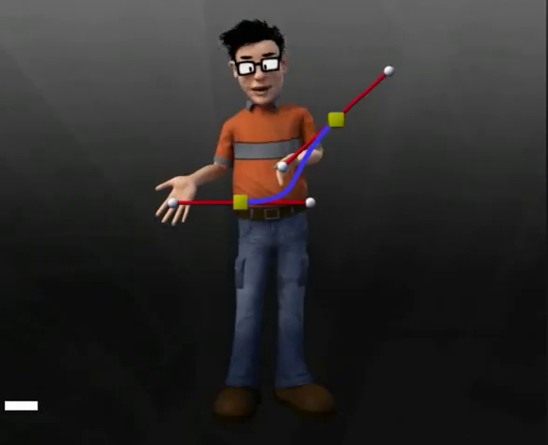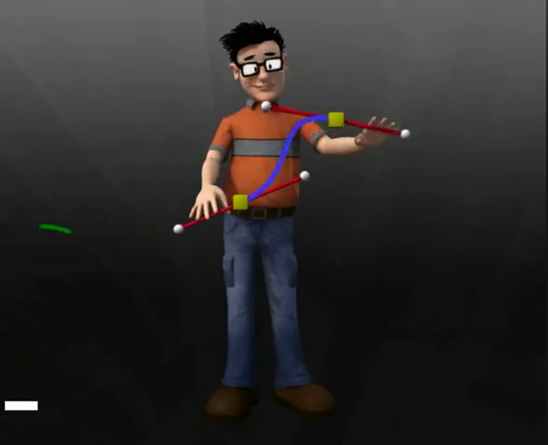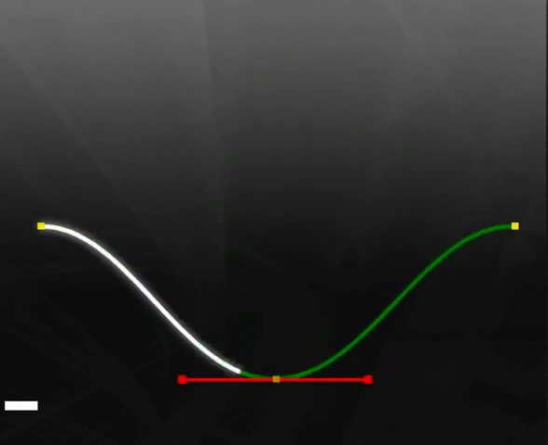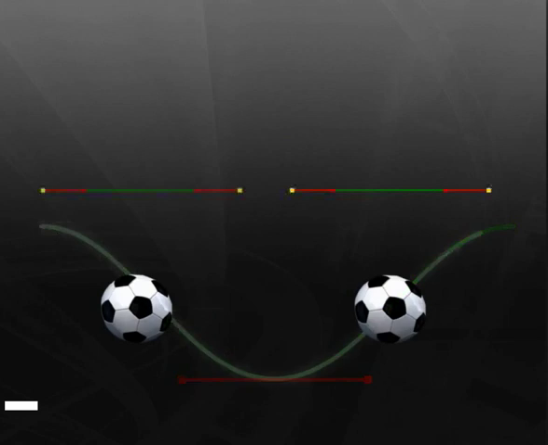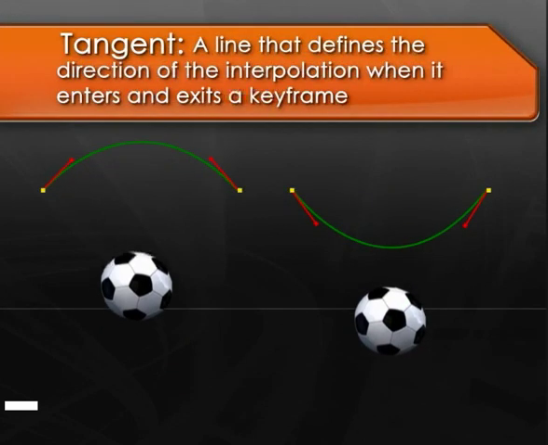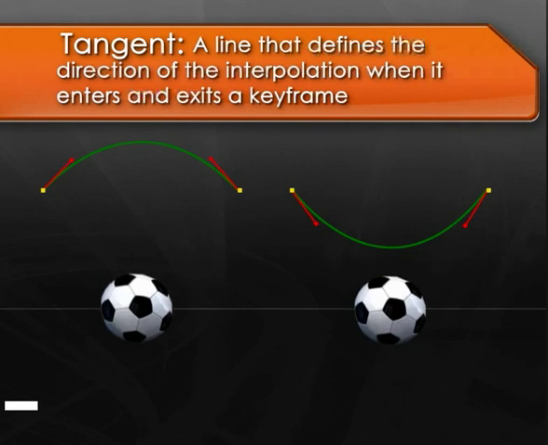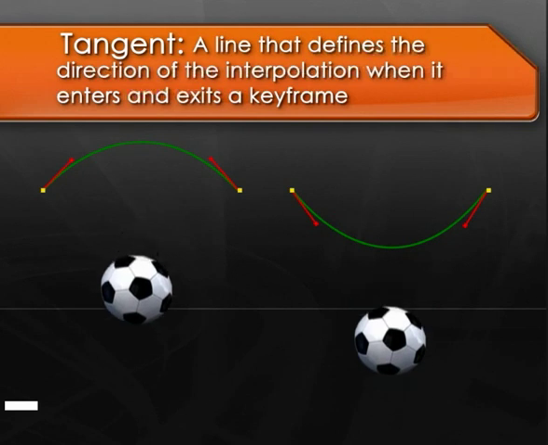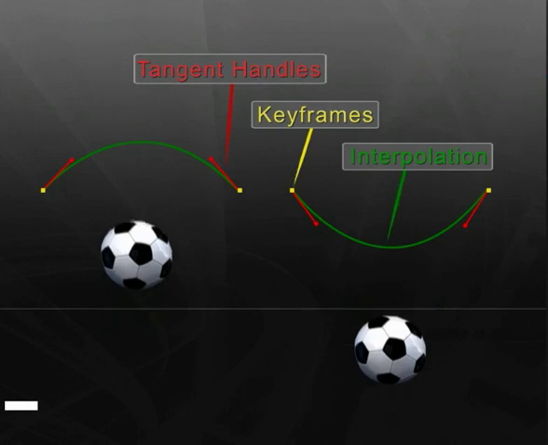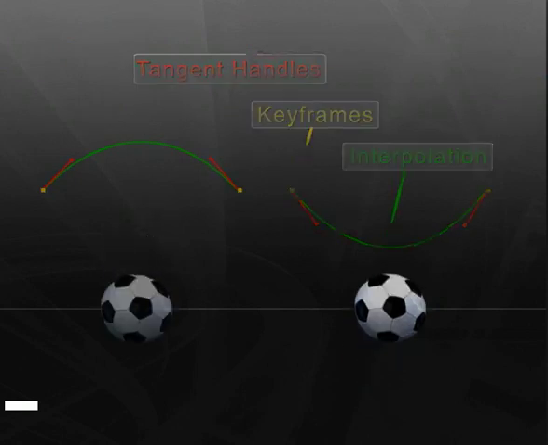We will learn how to edit and use tangent handles. So far, we know that keyframes hold values. What about the interpolation between the keyframes? That is controlled by the keyframe's tangents. A tangent is simply a line that defines the direction of the interpolation when it enters and exits a keyframe. We can edit these tangents using their handles to change the motion in between frames.